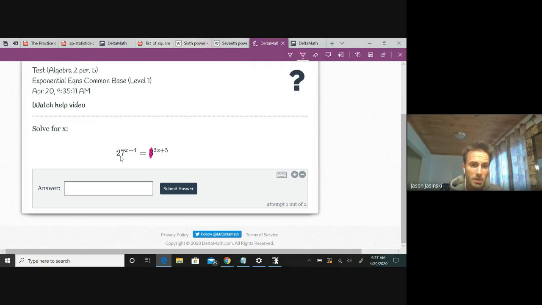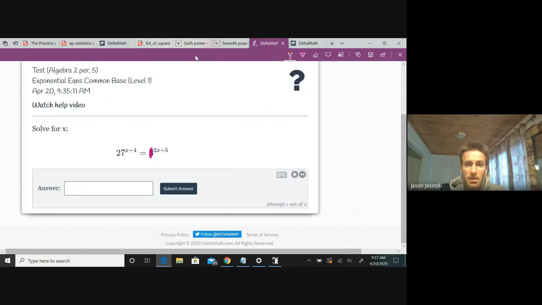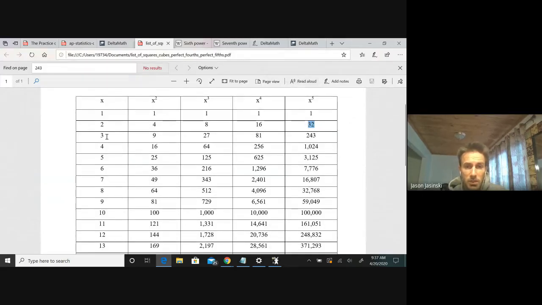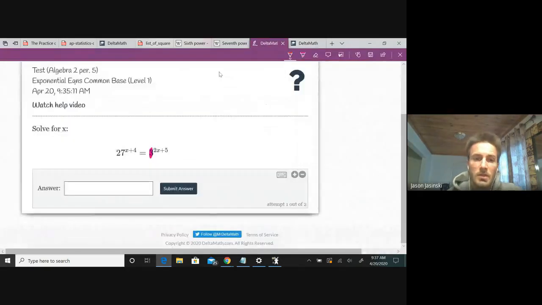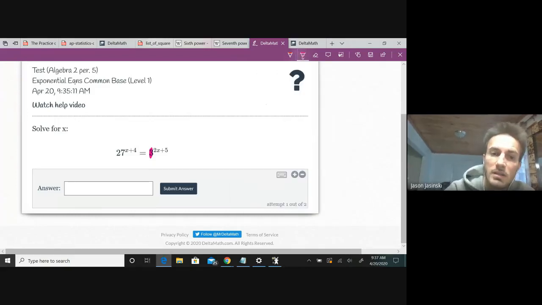So we're going to try to make 27 a power of 3. Okay, so you might already know that 27 is 3 to the 3rd power. You could reference a chart and do 3 to the 3rd power is 27, or you could use a calculator. So we're going to write this number 27 right here as 3 to the 3rd power. Okay. And then we could solve the problem easily.